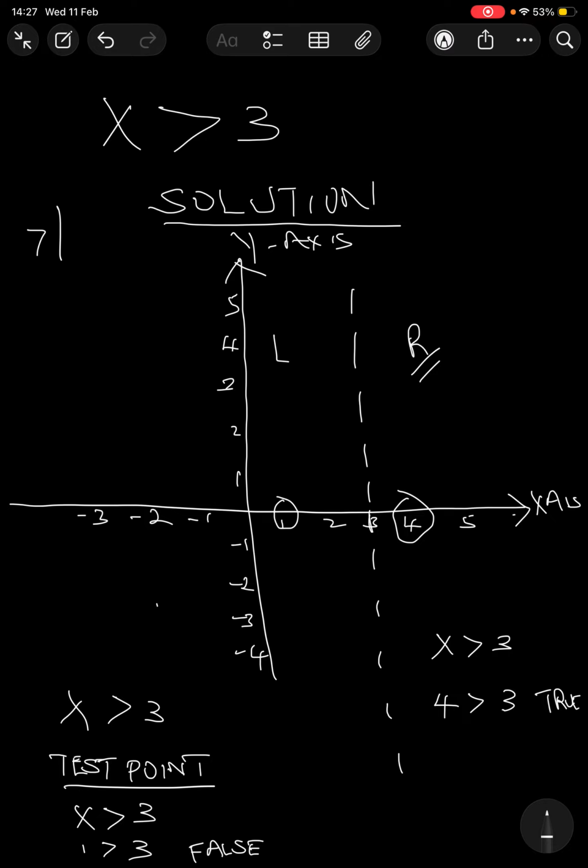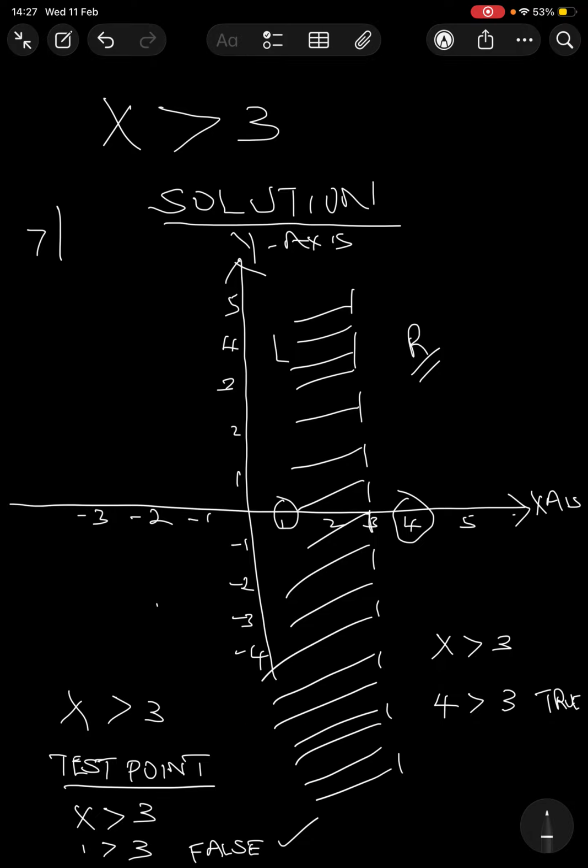And I said we are supposed to shade the part which does not satisfy linear inequalities. So the side that does not satisfy linear inequalities is the side that indicates that it is false. So I have to shade the left side. This is the unwanted part because it does not satisfy linear inequalities. So that is example 1.